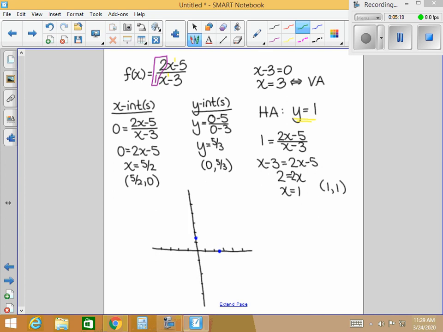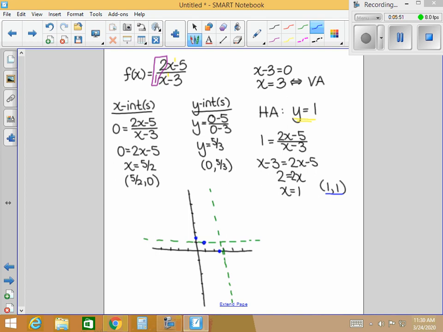So x equals 3. Oop, I missed. That's supposed to go through x equals 3, which is the vertical asymptote there. And we know the horizontal asymptote is y equals 1. We did also discover that the graph does cross that asymptote at the point (1, 1).